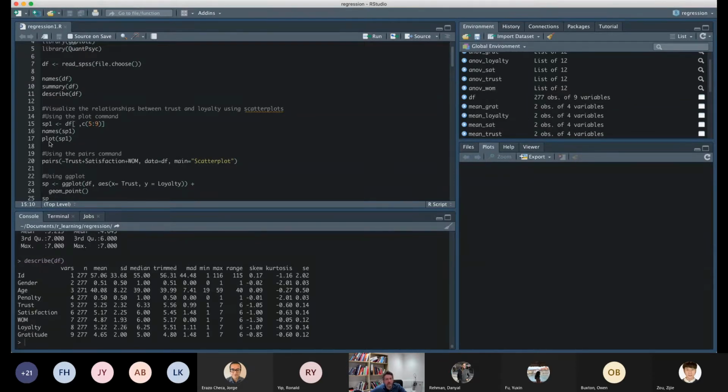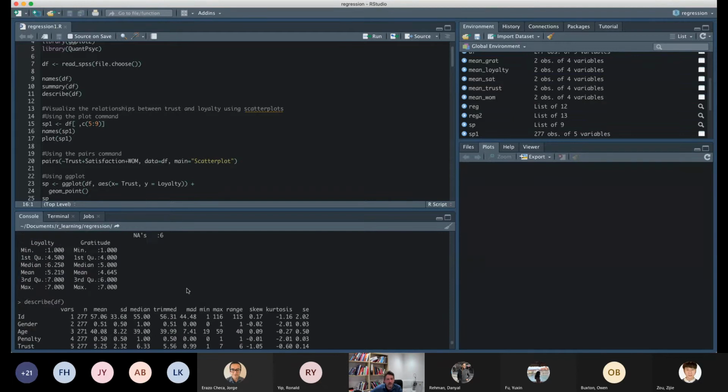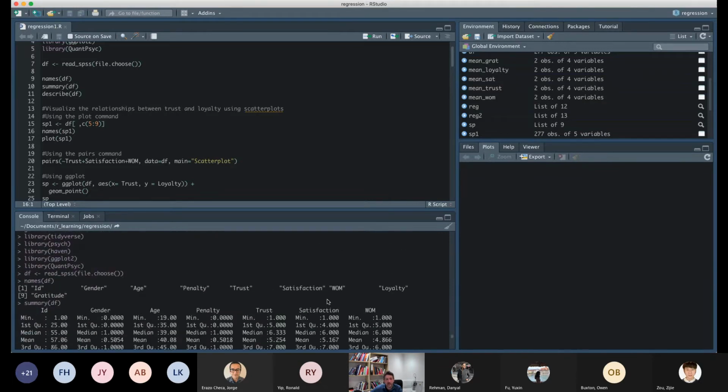The first one is the plot function. Yeah, that's a very easy way. So what I did here is first step is I told R, okay, please take my data set and then only choose the columns 5 to 9. Why 5 to 9? Because those are my relationship variables. You see column 1 is ID, 2 is gender, 3 age, 4 is penalty, and then 5, 6, 7, 8, 9 are the relationship quality variables.